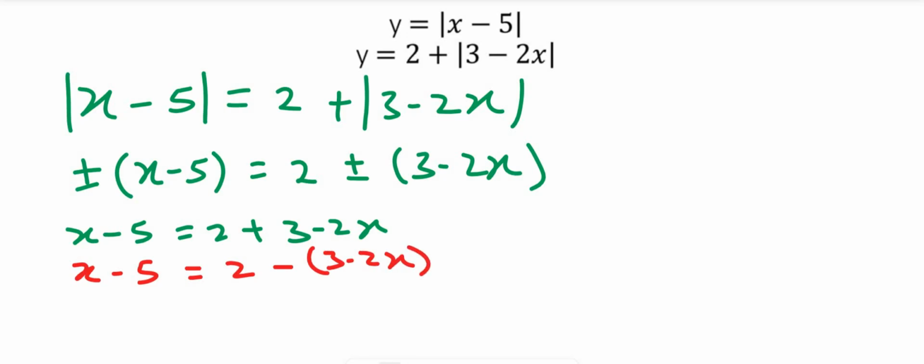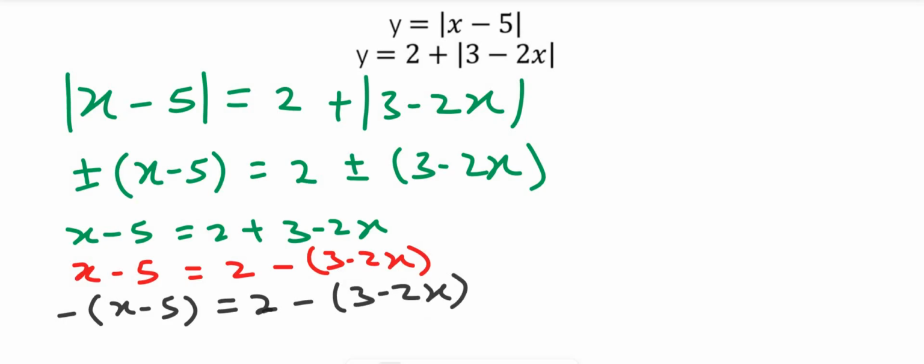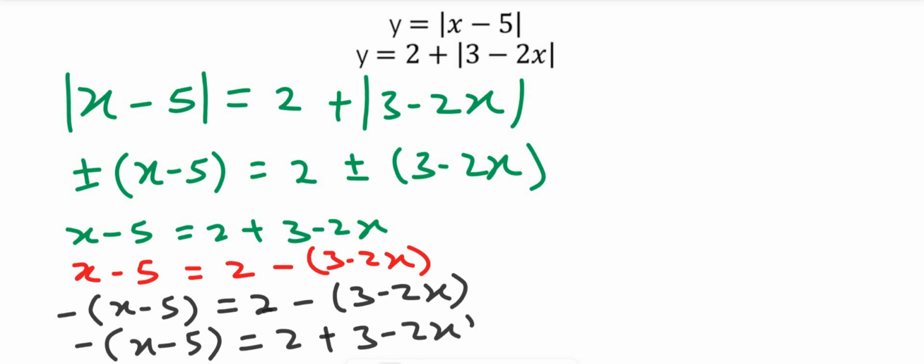The third equation, I've used positive on the left-hand side; let me switch to negative. Minus x minus 5 equal to 2 minus 3 minus 2x. I'm using both negative. And the last one, minus x minus 5 equal to 2 plus 3 minus 2x. I have four linear equations extracted from the modulus equation. With these four equations, I'm going to get four different values of x.